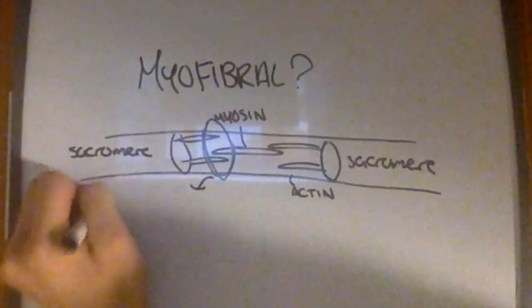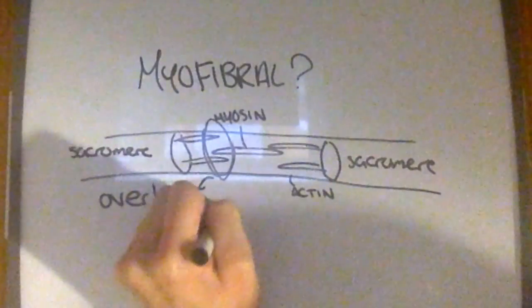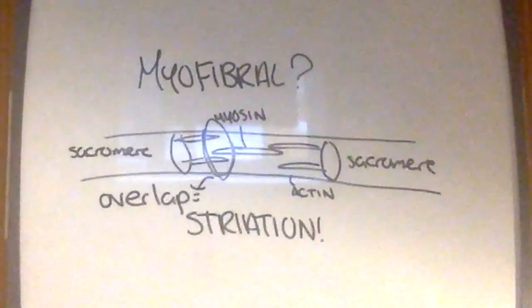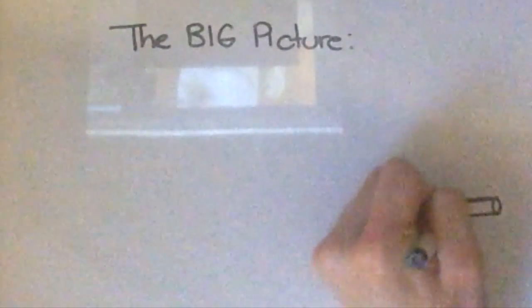Actin and myosin are protein filaments that overlap each other. The overlapping produces striation, the striping pattern we talked about earlier. Actin and myosin help with the contractile process. What is the big picture? How does this all fit together?